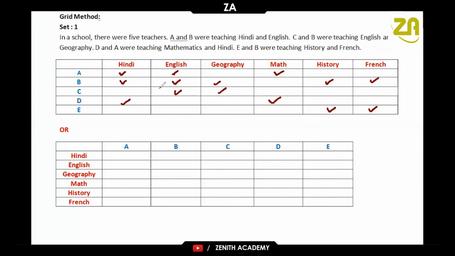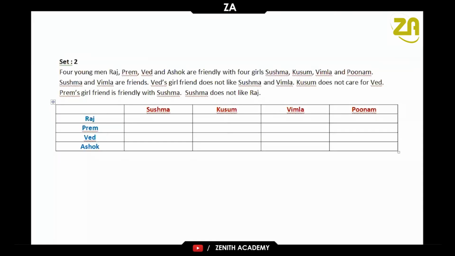Okay, so this is the grid method. Now in this set, we will discuss a new problem. 4 young men, Raj, Prem, Ved and Ashok are friendly with 4 girls, Susma, Kusum, Vimla and Poonam.